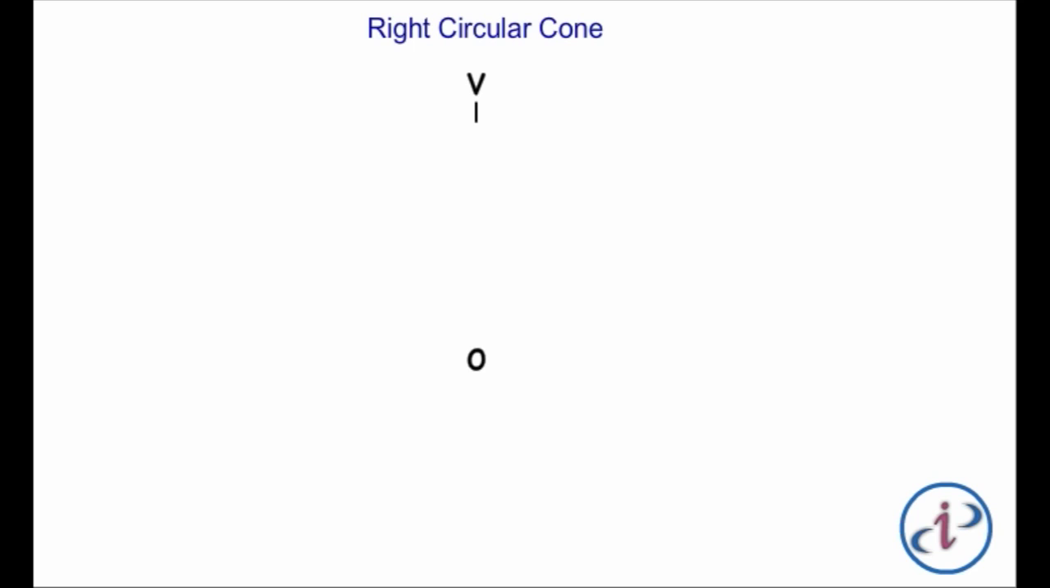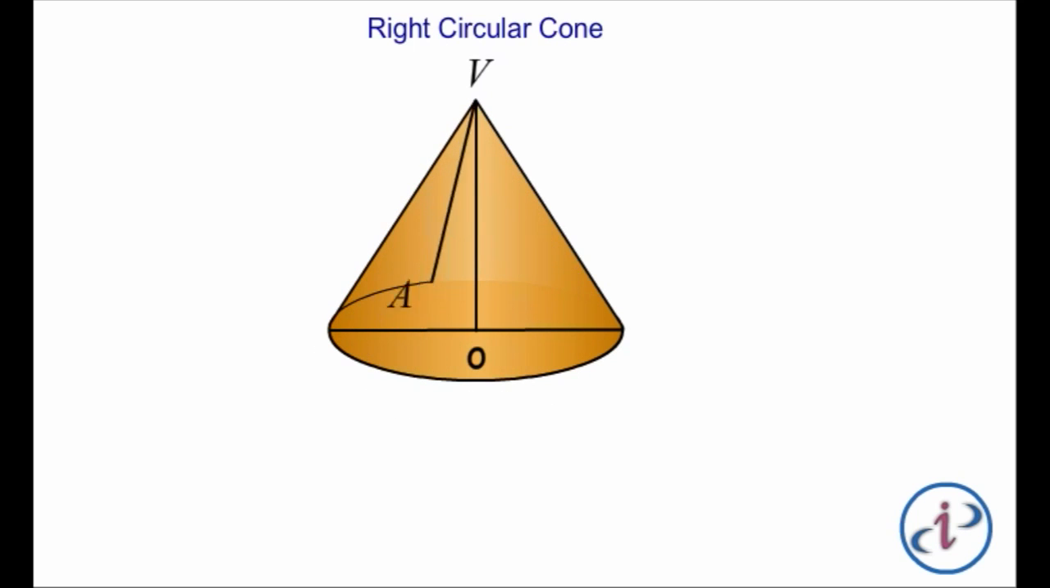Consider VO is a fixed line. V is the fixed point and VA is the revolving line which makes a constant angle theta with VO. If the segment VA revolves about VO, it generates a hollow cone with open base. The fixed point V is called the vertex of the cone. The fixed vertical line is known as its axis, and the revolving line VA is called the generator of the cone.